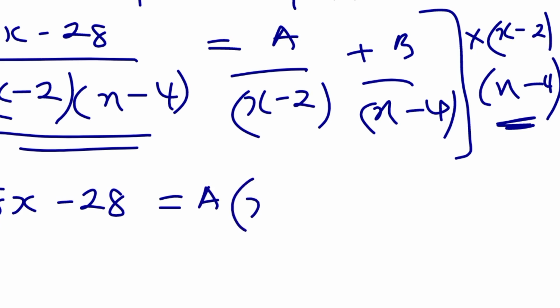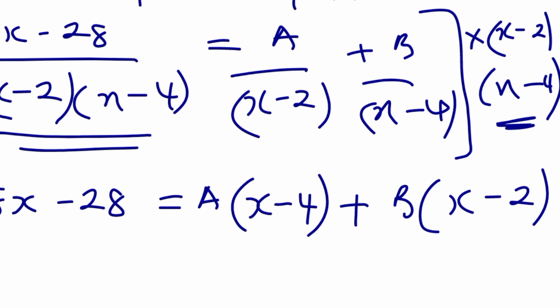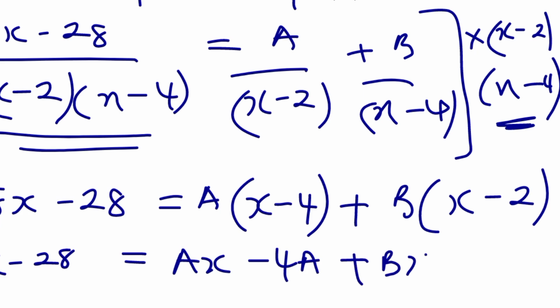a times x minus 4. Likewise, the second part, which is b, goes with this, so we are left with b times x minus 2. You see, we are simplifying it better. So we can simplify this fraction on the right hand side. Let's write this down. So this becomes ax minus 4a plus bx minus 2b. So let's proceed.